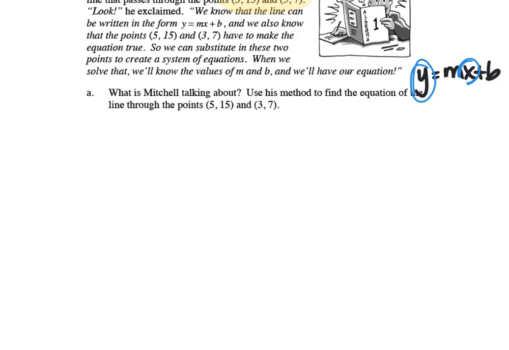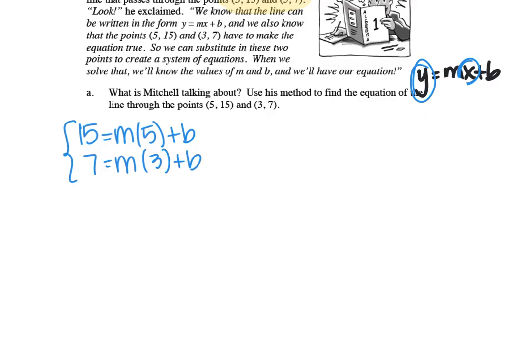All right, so here's what's going to happen. I've got 15, my y, is equal to m times my x in this problem, which is 5, plus b. For my second equation, my y value is 7, equals m times my x in this case, 3, plus b. And now what I have is a system of equations. And what you'll notice is that you have a 1b in both equations.